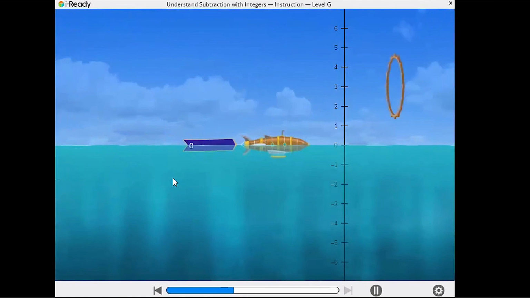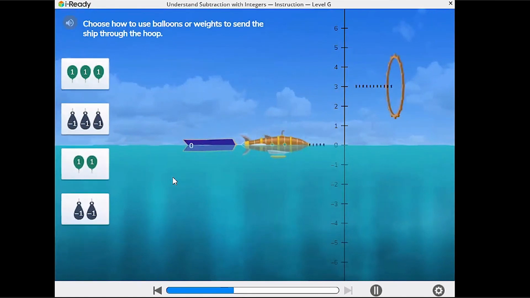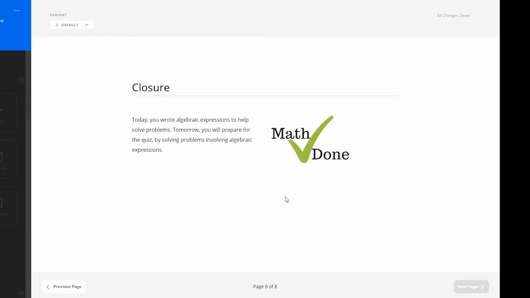To finish the math lesson for the day, learners are to practice in iReady for 15 minutes. Once finished in iReady, the learner has completed the math lesson for the day. A summary is provided of what they accomplished in the lesson, and they're reminded that they will prepare for a quiz in the next lesson by solving problems involving more algebraic expressions.